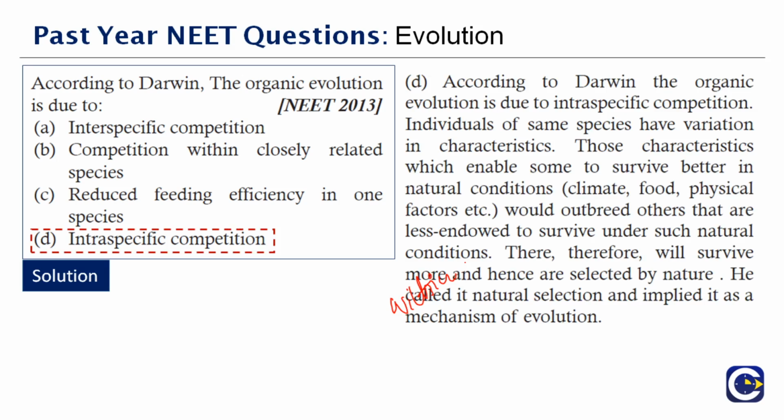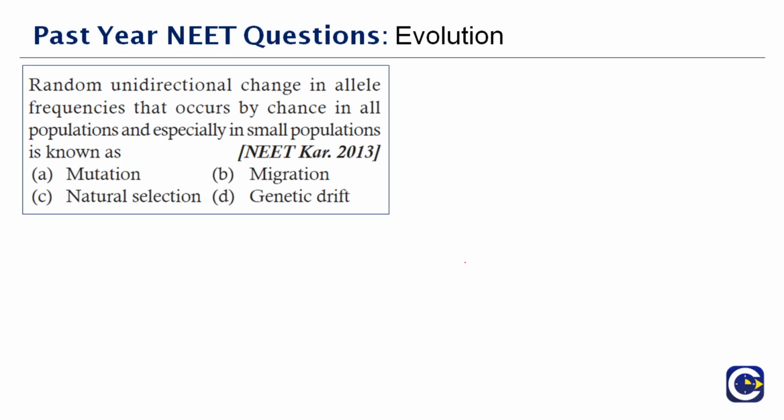Okay. Next question here. A random unidirectional change in allele frequencies that occurs by chance in all populations, and especially in small populations, is called dash, or is known as dash.